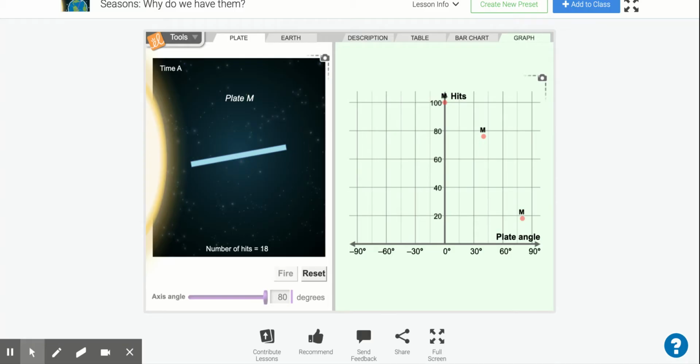And B, which parts of the Earth are most similar to the plate with an axis angle of 80? So tell which part of Earth and why is that the most similar to the plate angle of 80.